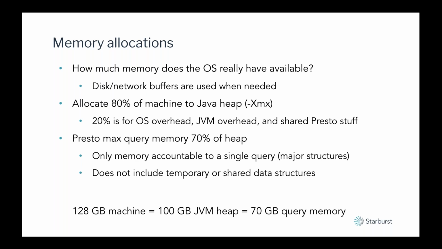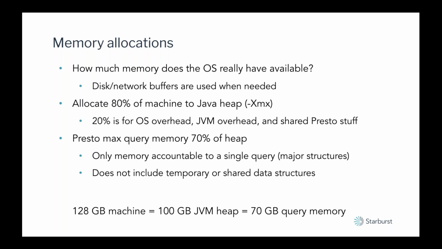So go figure out how much is actually available to the OS. Disk buffers and network buffers really only start to get allocated when they get used, so you're going to want to go back and look at this once you get the Presto process running. Then what you want to do is allocate 80% of what's left to the JVM heap. Now, the big question is, what's that other 20%? Well, that other 20% is split between everything else the OS is going to need.